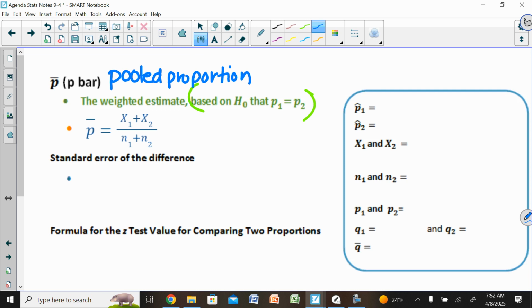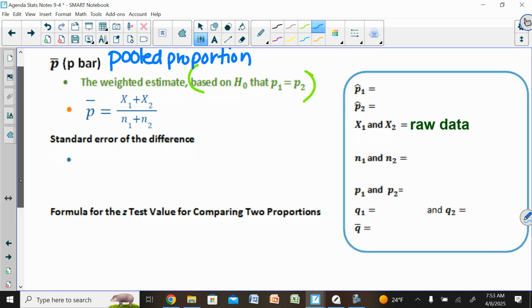And when I put up this formula, we're pooling together. So to calculate p-bar, we have to do X1 plus X2. X1 and X2 are our raw data from both of our samples. So that's the number of men who exercise regularly and the actual number of women who exercise regularly, over our two sample sizes. So we're taking that pooled percentage, we're putting those together.